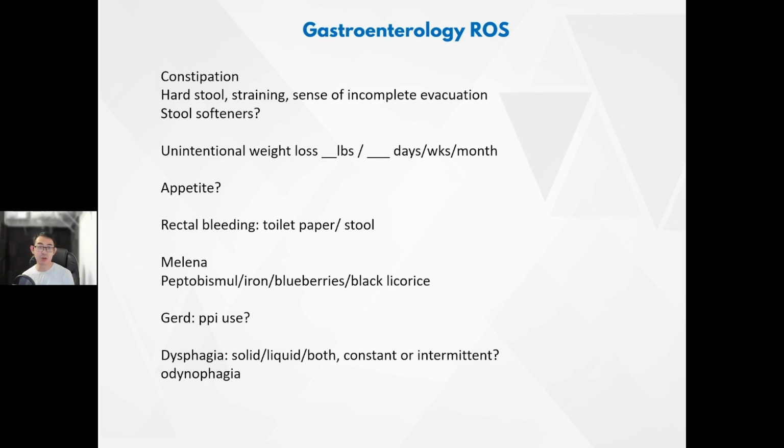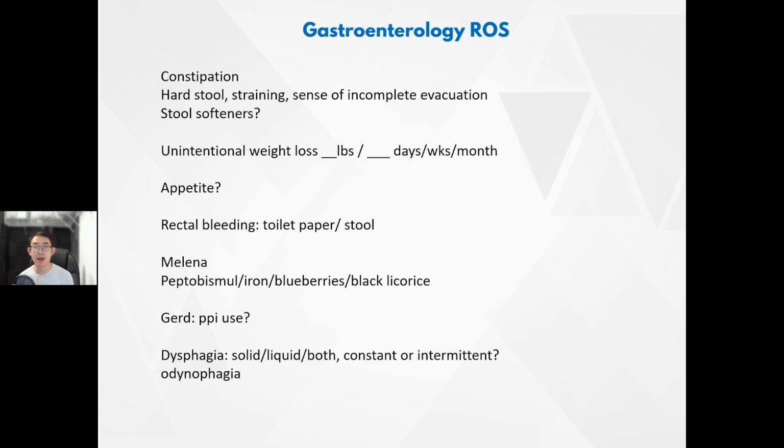Rectal bleeding, is it only on the toilet paper or actually on the stool itself? Is it bright red or melena? If it's melena, you want to ask these four things. Do they take Pepto-Bismol, iron, blueberries, black licorice? This is something that people tend to miss, right? If the patient describes dark stool and the attending asks, do they take Pepto-Bismol, and you say you don't know, then you miss something, right? That's why I created it this way.